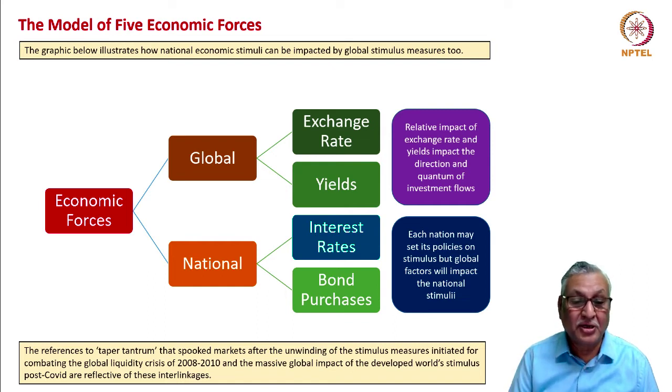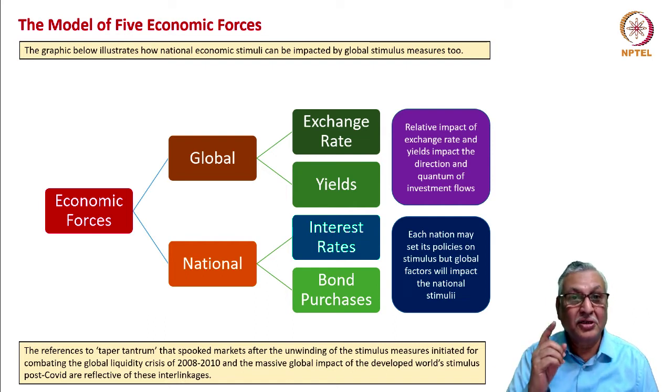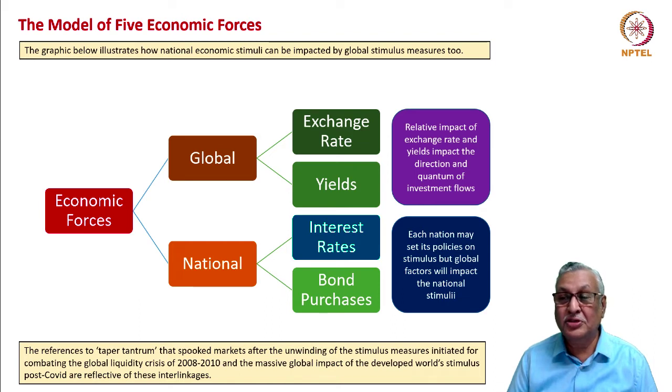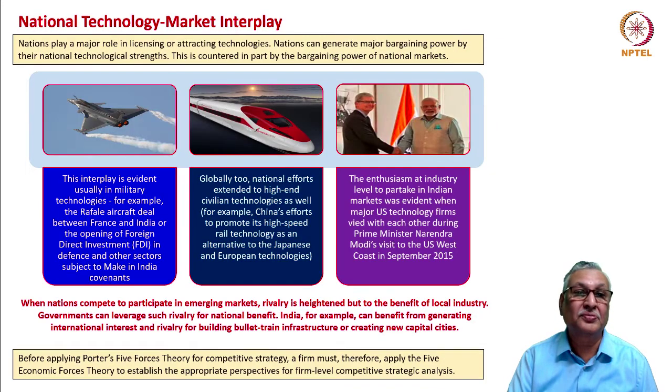The references to taper tantrum that spooked markets after the unwinding of the stimulus measures that were initiated in the global liquidity crisis of 2008 to 2010 could cast a similar shadow when the economic stimulus is withdrawn in 2021 and 2022. There could be a massive global impact of the developed world stimulus drying up. The model of five economic forces, therefore, needs to be developed proactively to imagine what kind of economic forces would work in the coming months and coming years and how these forces would impact the industrial structure.